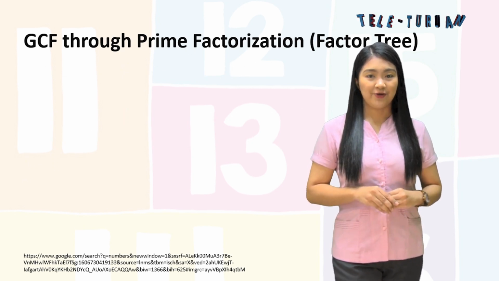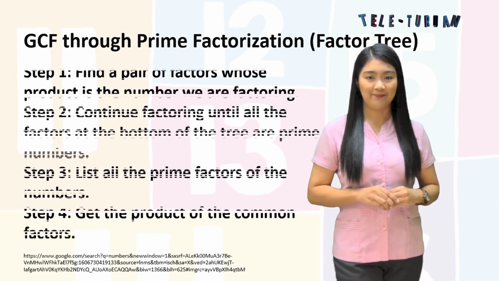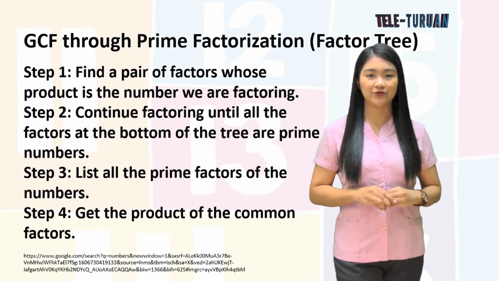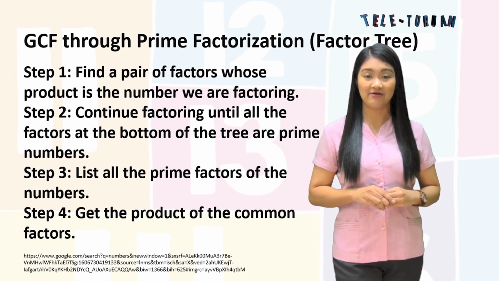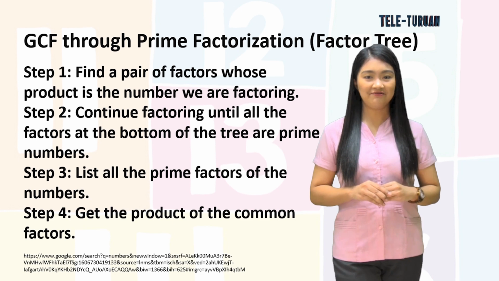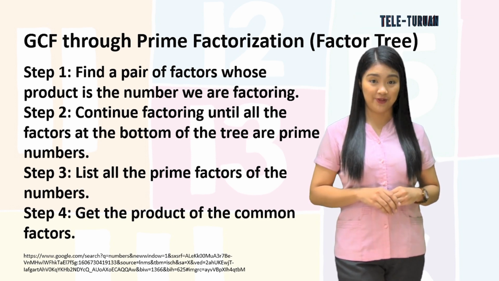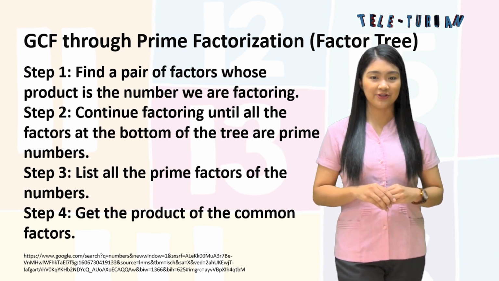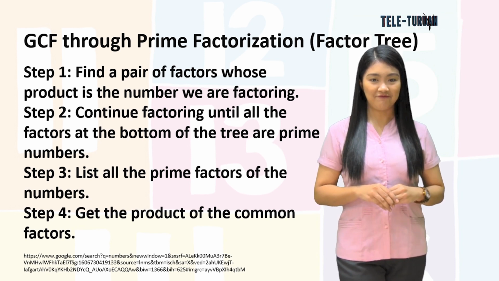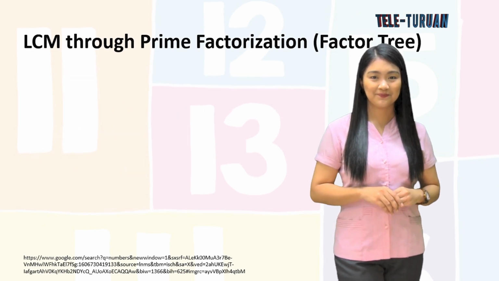Greatest common factor through prime factorization using factor tree. Step 1. Find a pair of factors whose product is the number we are factoring. Step 2, continue factoring until all the factors at the bottom of the tree are prime numbers. Step 3, list all the prime factors of the numbers. Step 4, get the product of the common factors.